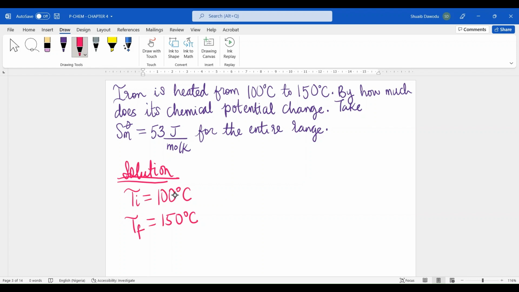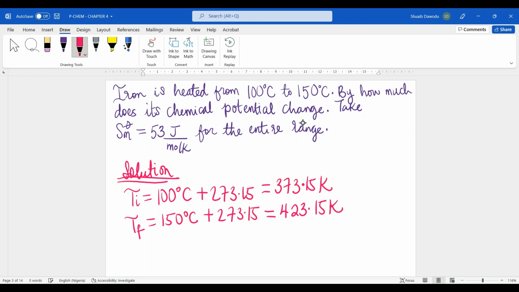So you have T1 is equal to 100 degrees Celsius plus 273.15, and then here as well 273.15. So you end up here having 373.15 Kelvin for the T initial, and the T final is just going to be 423.15 Kelvin. So that's that.